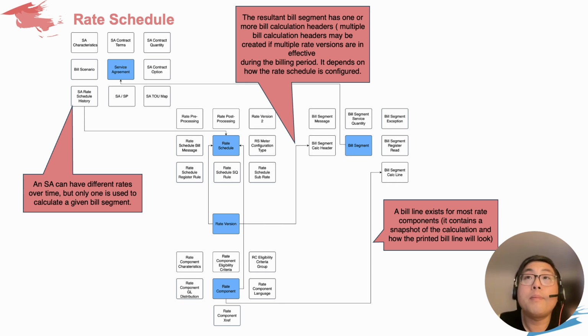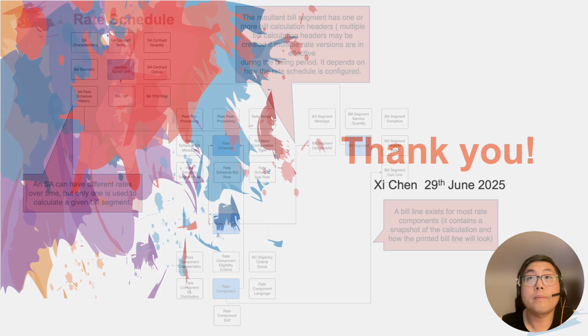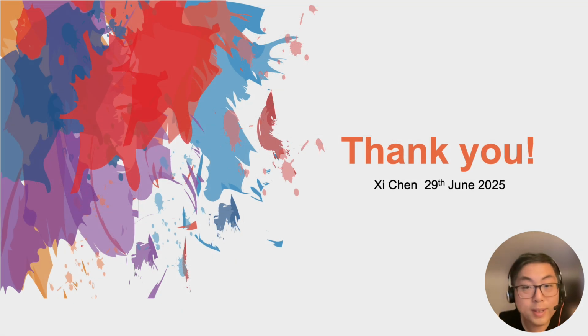Now, last, a bill line exists for most of the rate components, and it contains a snapshot of the calculation and how the printed bill line will look. So this is everything we talked about today. Thank you. Any questions, let me know. And I think for the next session, we will look a bit more into details. But hopefully, today you have the idea of how a rate works in C2M.